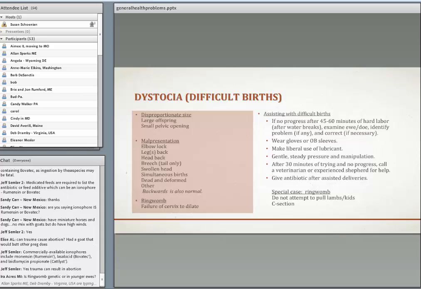Sometimes the cervix is partially dilated and you can spend a little bit of time trying to work it open, but in most cases I can honestly tell you no good is going to come if you try to pull those babies through an opening that's not there. A lot's not known about ringworm, but there was a study or research program done a couple years ago at West Virginia University, and they thought it did have a genetic component.